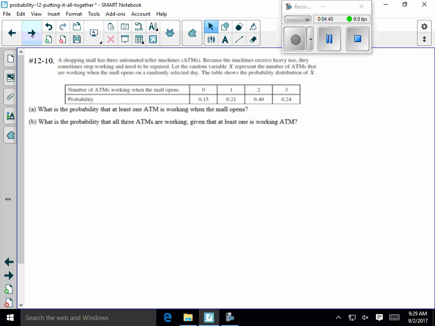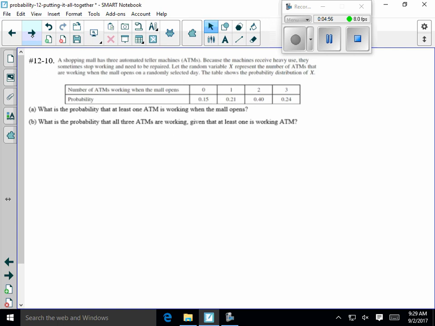Okay, so the first one says a shopping mall has 3 automated teller machines, ATMs. Because the machines receive heavy use, they sometimes stop working and need to be repaired. Let the random variable x represent the number of ATMs that are working when the mall opens on a randomly selected day, and the table shows the probability distributions.